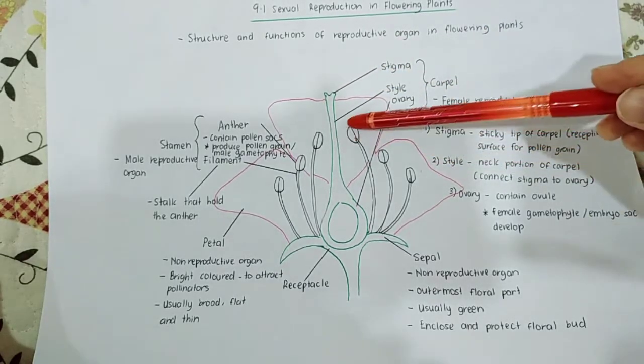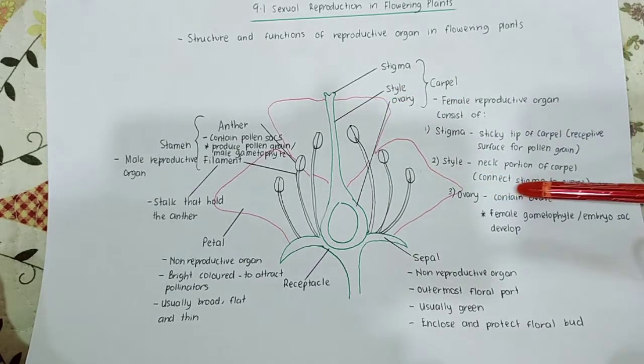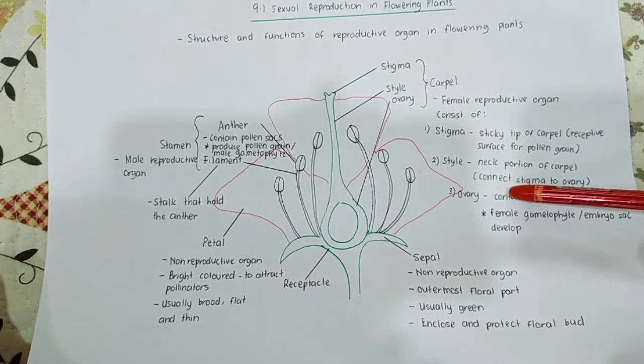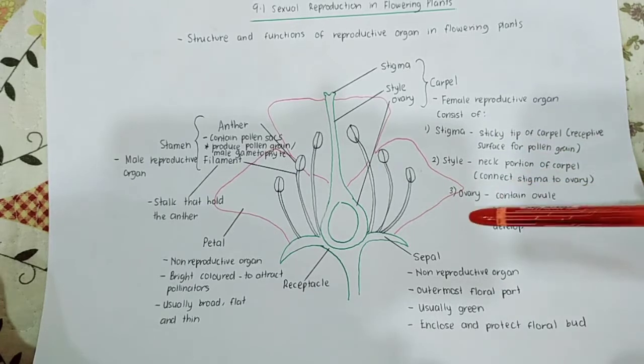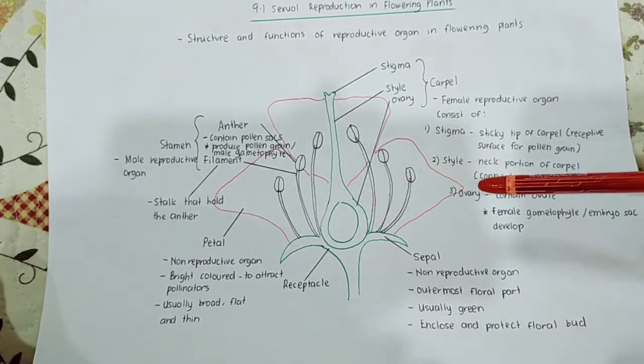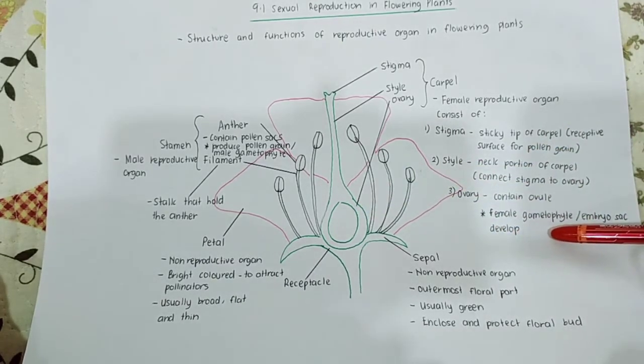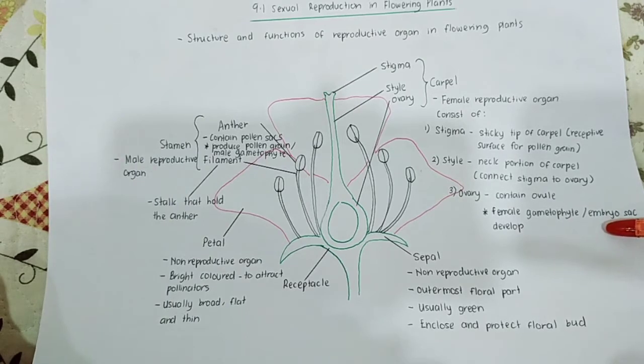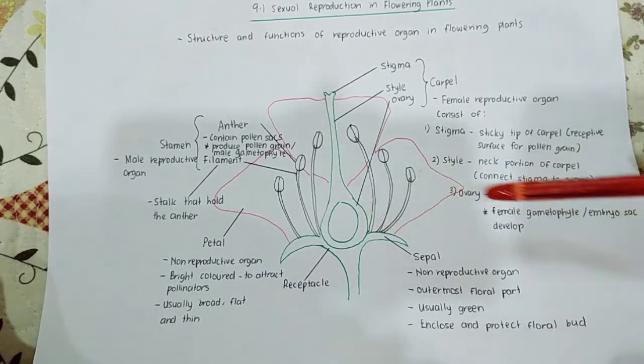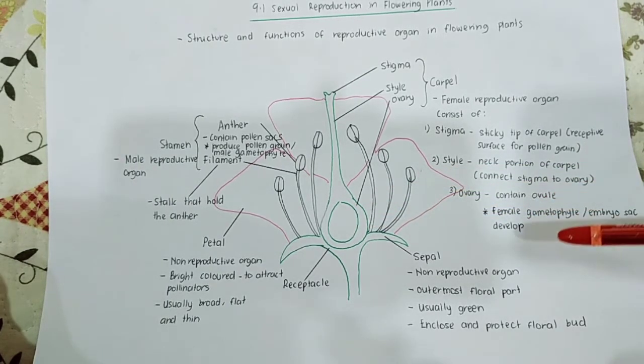Okay, and then next, style here. So style is the neck portion of carpel, which will connect the stigma to the ovary. Okay, and then another one, ovary, it will contain ovule. Okay, and then inside of the ovule, it has the female gametophyte or we call it embryo sac. So embryo sac will develop inside of the ovule.